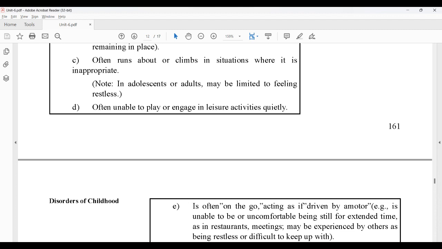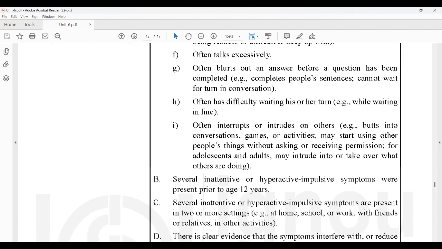D. Often unable to play or engage in leisure activities quietly. E. Is often on the go acting as if driven by a motor, for example, is unable to be or uncomfortable being still for extended time, as in restaurants, meetings, may be experienced by others as being restless or difficult to keep up with.